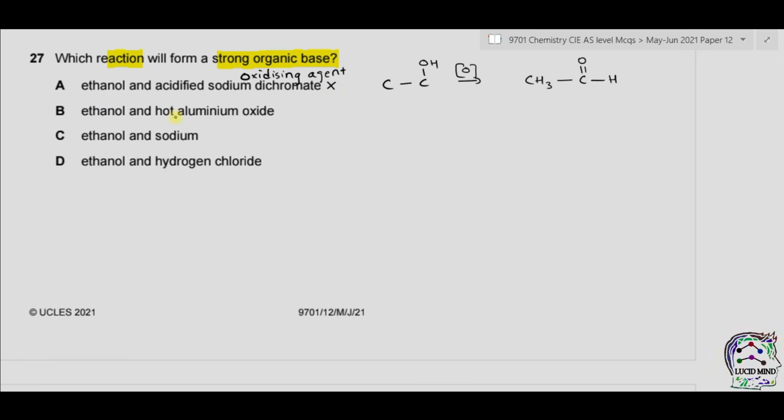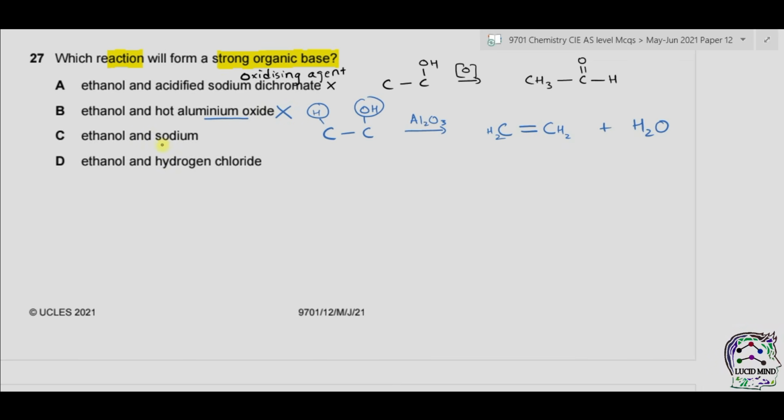Then we have ethanol and hot aluminum oxide. This causes an elimination reaction, and water is removed from ethanol and an alkene is formed. Hydrogen will be removed from the adjacent carbon. This will form a double bond along with the removal of H2O. Again, no base is formed, so this is also wrong.